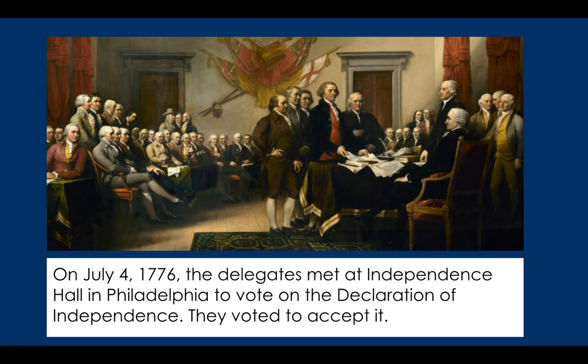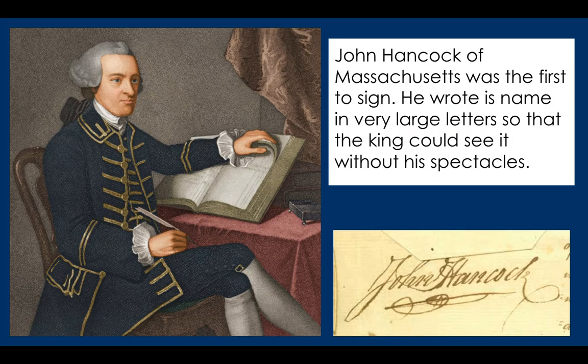On July 4, 1776, the delegates met at Independence Hall in Philadelphia to vote on the Declaration of Independence. They voted to accept it. John Hancock of Massachusetts was the first to sign. He wrote his name in very large letters so that the king could see it without his spectacles.